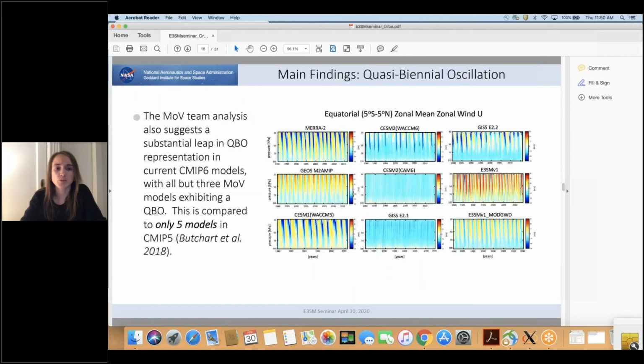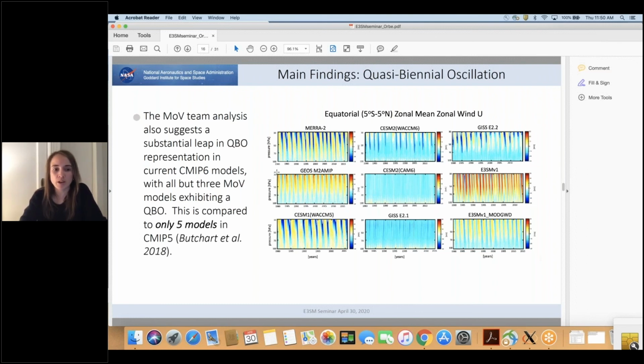So the second mode for which we found a clear performance improvement was the quasi-biennial oscillation. Generally what we found was a quite substantial leap in the performance of the QBO in this subset of CMIP-6 models that we were considering here. In particular, this was quite nice to demonstrate, especially given that in the entire CMIP-5 archive, only 5 models had anything resembling a QBO. So this is quite a substantial improvement.